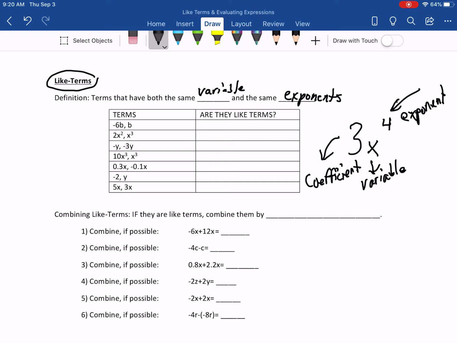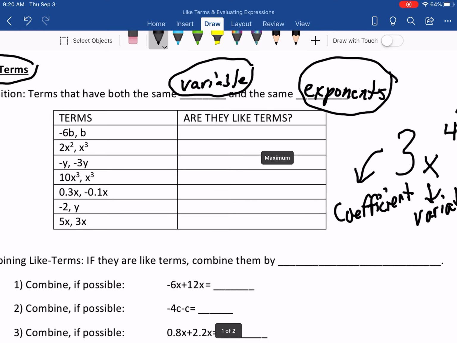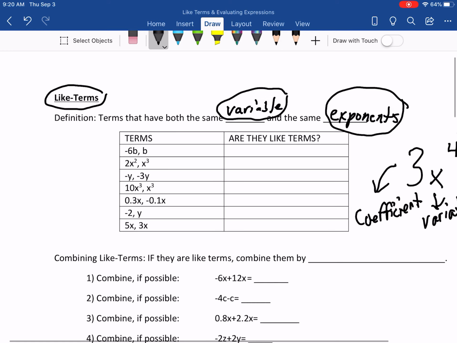Okay. So again, in order for terms to be like, they have to have both the same variable and the same exponent. So what we want to do first is look at this chart. We're given two terms. We want to say, are they like terms or not? Let's take a look. Negative 6b and 6b. Well, they certainly have the same variable. They both have b's. Do they have the same exponents?